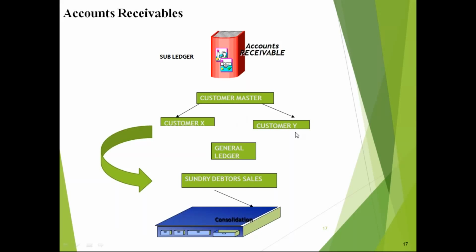Nothing but a list of all the individual customers. Someone like X, Y, and Z. Subledger will be linked to the general ledger. Transaction will always be posted at the subledger level. If you are sending the goods to X, post it to X account. If you're sending the goods to Y, post it to Y's account. From here, it gets transferred to the GL, which further gets transferred to the balance sheet. That's how the flow takes place in the receivables. Okay. Things are okay? The logic is the same actually.